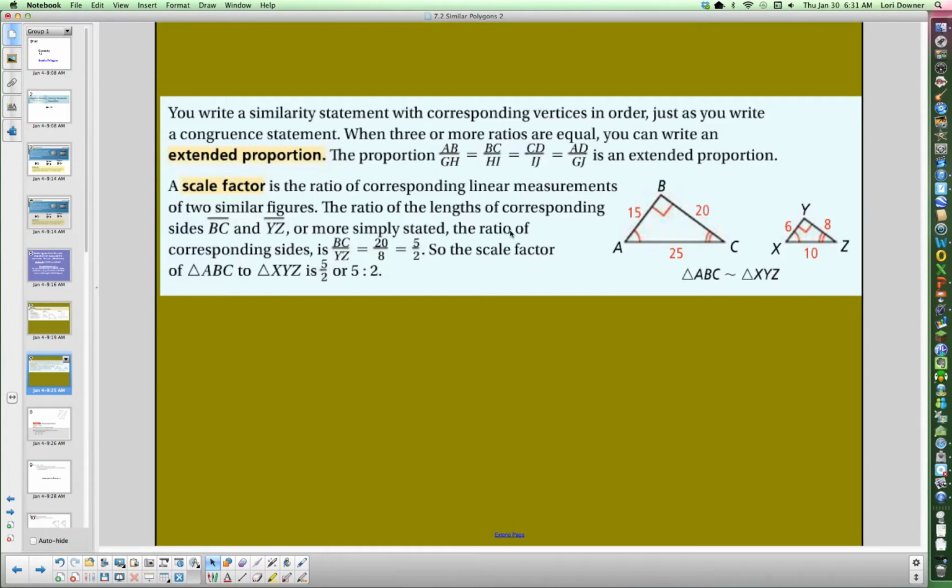The ratio of the lengths of the corresponding sides BC and YZ, more simply stated, the ratio of the corresponding sides BC is to YZ, 20 is to 8, and that's the same as 5 is to 2. So the scale factor we say for the two triangles is 5/2. It's the reduced factor, scale factor.